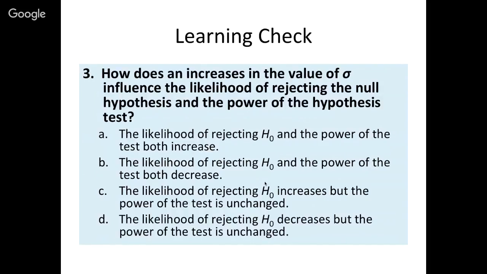And how does an increase in the value of sigma influence the likelihood of rejecting the null hypothesis and the power of hypothesis testing? Right? We know big variability is not good for hypothesis testing. So both will decrease. So the correct choice is B. Right. If you don't know why, you can check the slides.